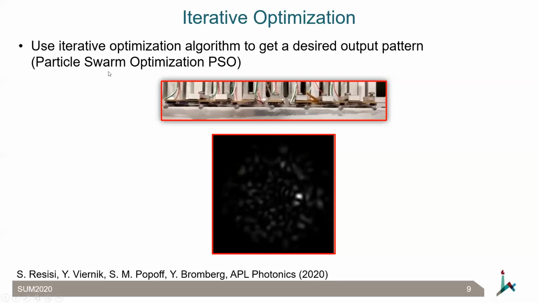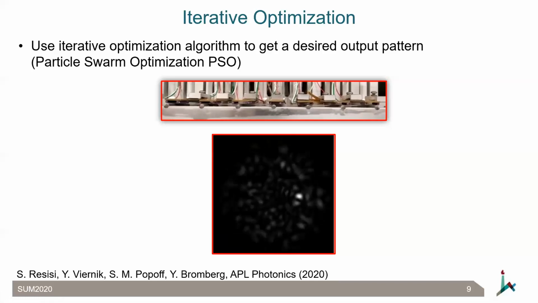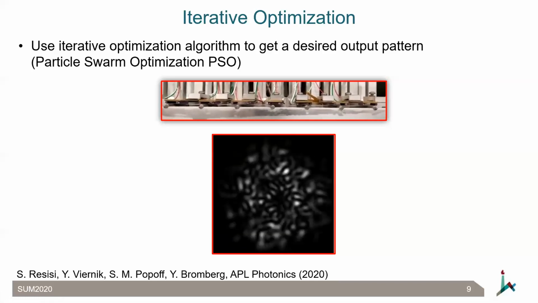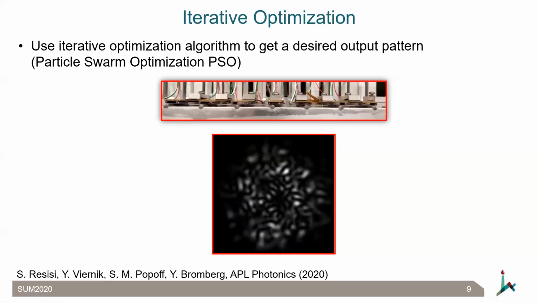Now, it doesn't really matter. We use in this example the particle swarm optimization algorithm, but basically any iterative algorithm we've tried works. It could be a genetic algorithm, it could be stochastic gradient descent. They all work more or less with the same efficiency once you tweak the parameters of each algorithm.